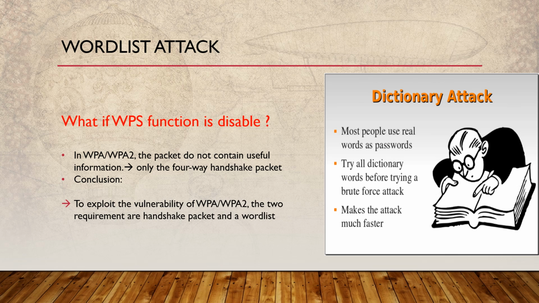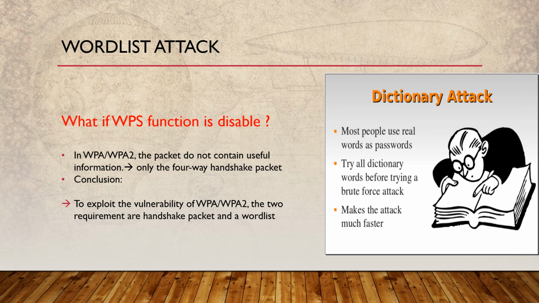In WPA version 2, most packets are not useful as they do not contain any information that can be used to crack the key. The only packet that contains information to help us crack the password is the handshake packet. Every time a client connects to the AP, a four-way handshake occurs between the client and the AP. By capturing the handshake, we can launch a wordlist attack against the handshake to determine the key.